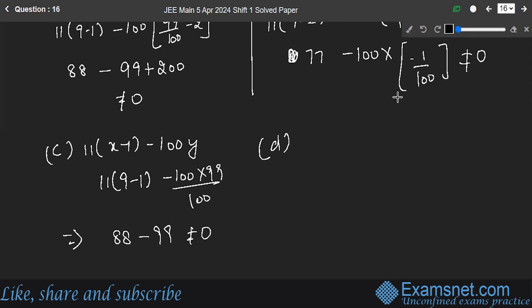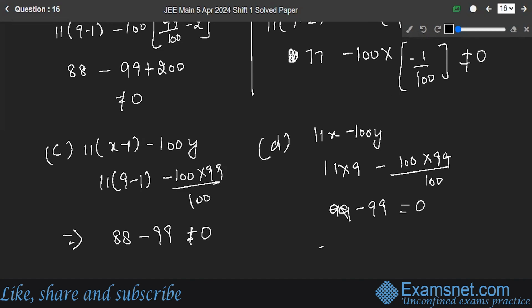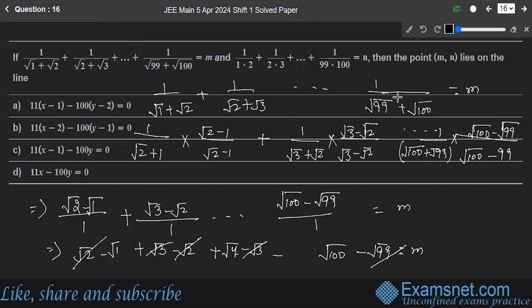The D option, the last one: 11x minus 100y. So 11 into 9 minus 100 into 99 upon 100. So this is equal to 0. That means option D is the right answer, because this is satisfying the given point (m, n). Hope you're clear with this. Let's move to the next question then.